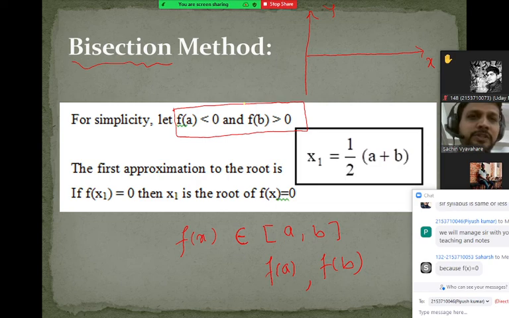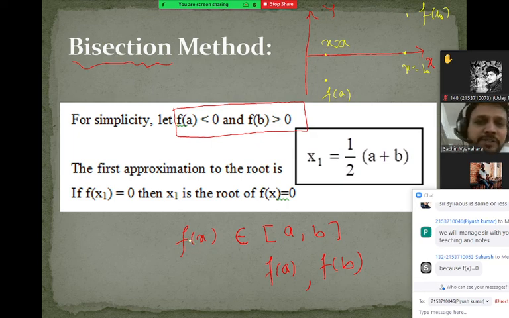f(a) is negative means whether this is in the first quadrant or fourth quadrant. Fourth. So let's say this is the point x equal to a, and this is f(a), because f(a) is negative. f(b) is positive means it should be somewhere here. First quadrant. So this is f(b), and this is x equal to b. Now what happens because of this? See, f(x) is a continuous function between x equal to a and b. So on this interval [a, b], f(x) is continuous, and f(a) is less than 0, f(b) is greater than 0.